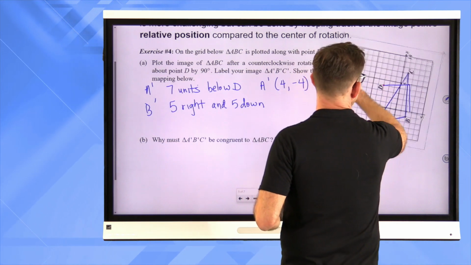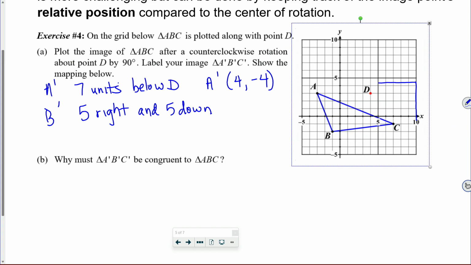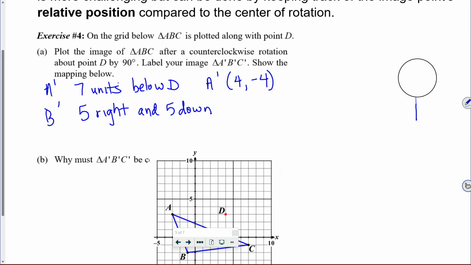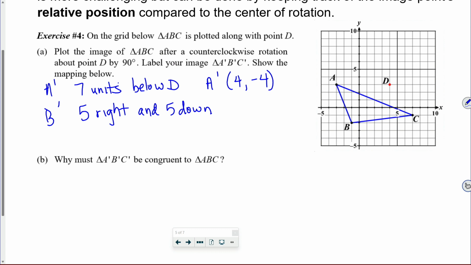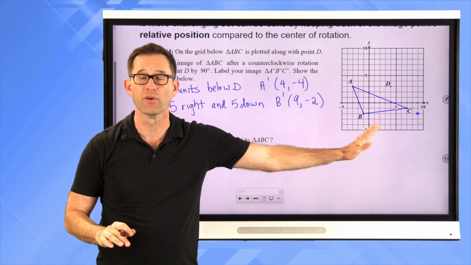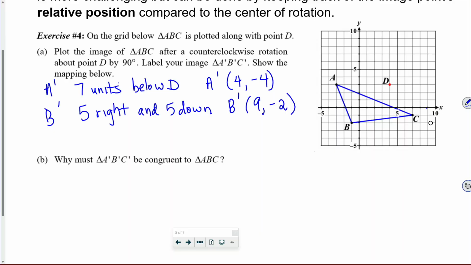So then I move it back like this, and then I got to get rid of this stuff. I'll actually maybe move this down here so I can erase this and then move it back up. All right, so if I go 5 to the right, 1, 2, 3, 4, 5, and 5 down, 1, 2, 3, 4, 5, I'm at 9, comma, negative 2. All right, great. I'm at 9, comma, negative 2. I got to do it one more time.